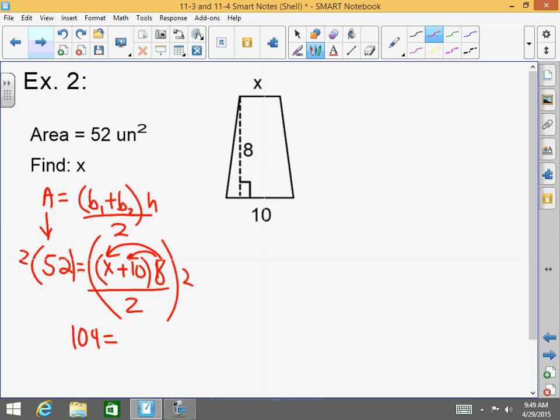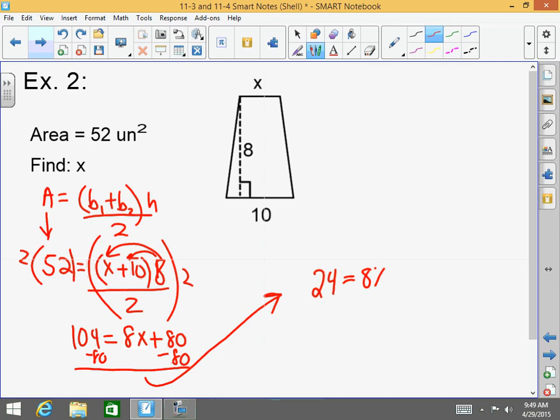That's where a lot of times my boys get messed up. 8x plus 80. Subtract 80 from both sides. That's going to give you 24 equals 8x, divided by 8, and x equals 3 units.